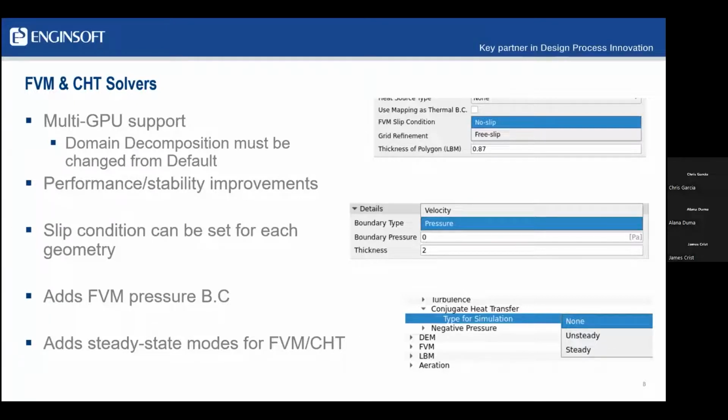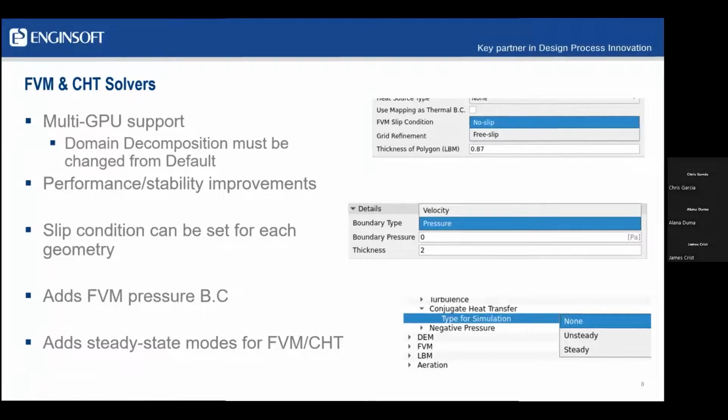Like I mentioned, there's new boundary conditions. One of those is that you can set the slip condition for each geometry individually, and we note that in this image right here. So for each body, you can go in and select whether it's slip or no slip or free slip. You can also select a pressure boundary condition versus just a velocity boundary condition. And like I mentioned, the steady state modes for both the FVM and CHD solvers.